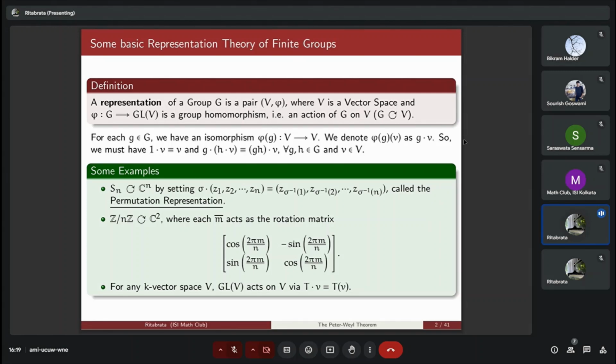Similarly, one more obvious example is, for any vector space V, the general linear group, that is the group of all invertible linear transformations on V, acts on V in the obvious way, where the maps act on the vector in the usual way: T dot v equals T of v.